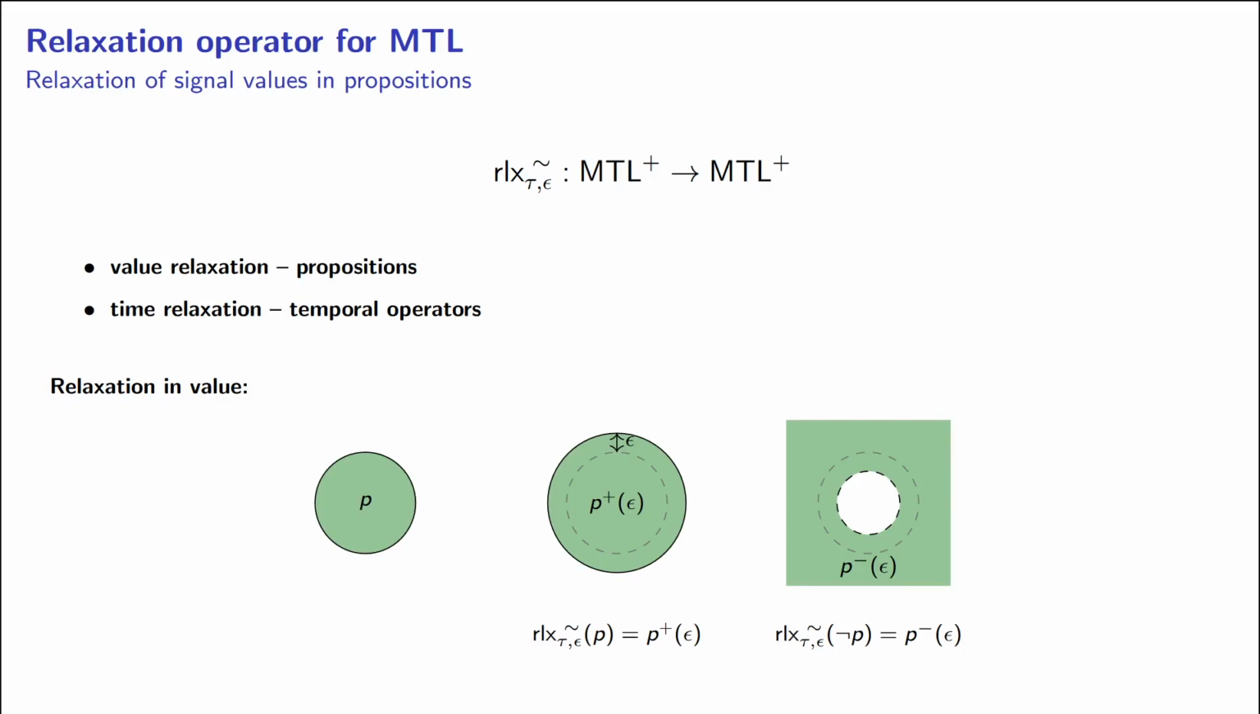At this point, I would like to give you some technical details of the relaxation operator. It's a syntactic transformation on MTL, and like our conformance relation, it has two parameters of relaxation for time and value. Technically, we have value relaxation on the level of propositions and time relaxation in temporal operators. This is similar to what happened in the paper by Abbas, Mittelmann, and Fainekos. The value part is straightforward. We just use the additional propositions that I mentioned earlier that correspond to expansion and complement of contraction.